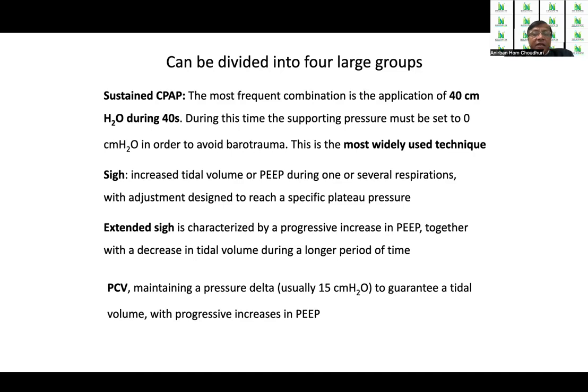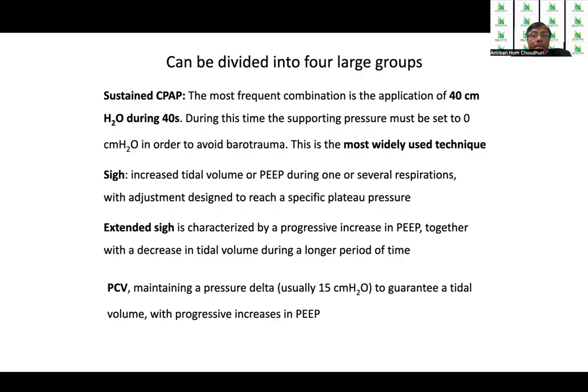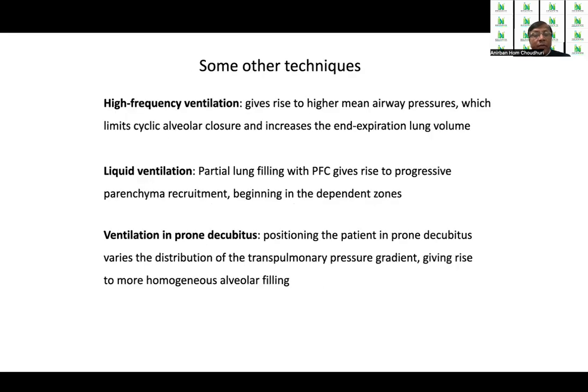Extended PSI, which is characterized by a progressive increase in PEEP together with a decrease in tidal volume over a longer period of time. This has also been studied, as you can see, by Dyer et al. And pressure control volume, maintaining a delta pressure, usually 15 centimeters of water, to guarantee a tidal volume with progressive increases in PEEP. This has also been used, as you can see, by Patronitis et al. and Oksinski et al. So these are the different ways or different groups in which one can think about doing recruitment.